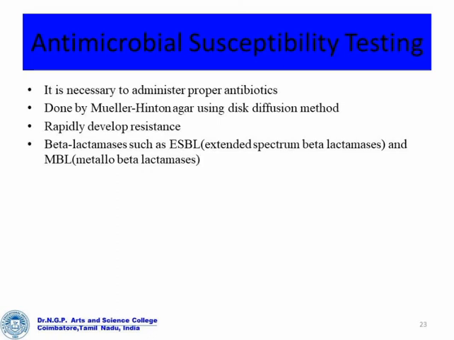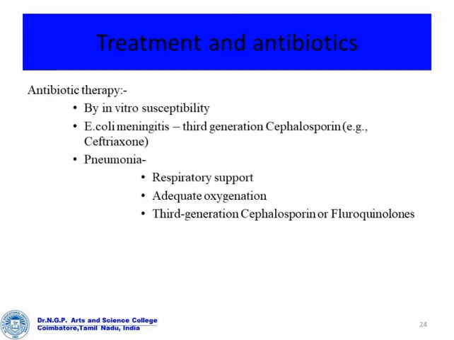E. coli can rapidly develop resistance to multiple drugs, and many strains of E. coli are producers of beta lactamases such as ESBL, extended spectrum beta lactamases, and MBL, metallo beta lactamases. And then treatment and preventive measures, sorry, treatment and antibiotics. Antibiotic therapy by in vitro susceptibility, and E. coli meningitis requires third generation cephalosporins, and pneumonia requires respiratory support, adequate oxygenation, third generation cephalosporins or fluoroquinolones.